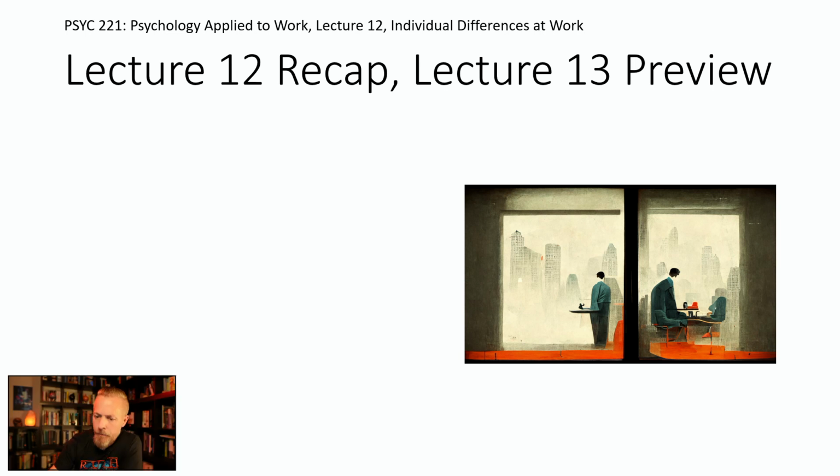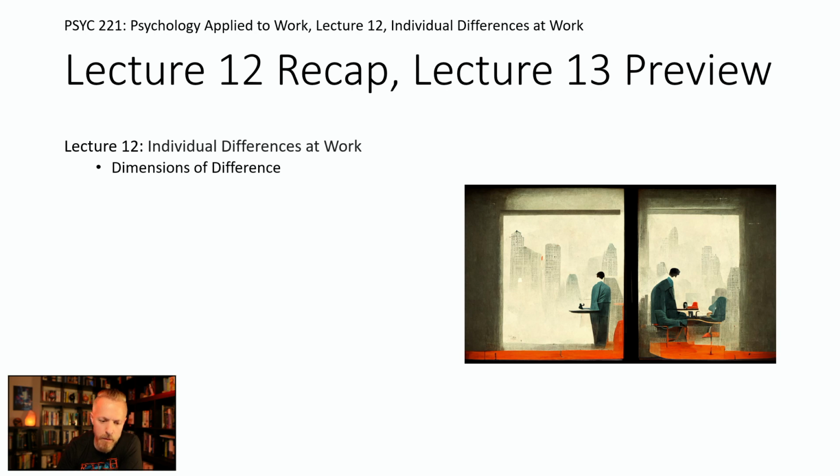Okay, so that's the lecture. Let's recap what we talked about for individual differences at work. We talked about what some of the common dimensions are, and then we dug into some of those specifically, and we talked about the big 5 personality dimensions and split that up a little bit, and we talked about the pros and cons of the highs and lows of each dimension. We talked about cognitive styles briefly.